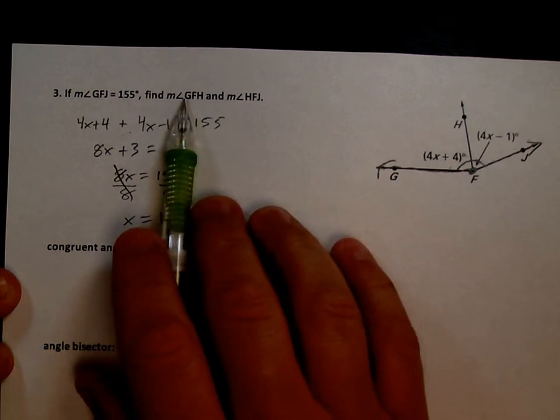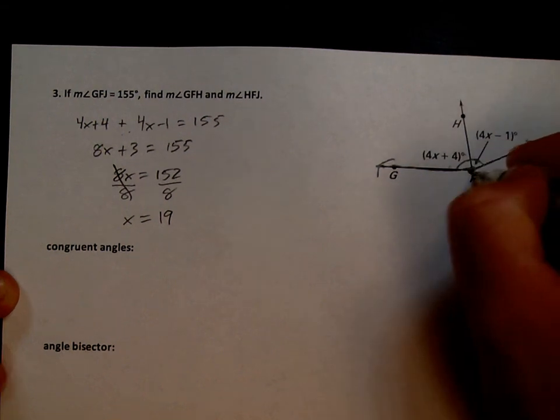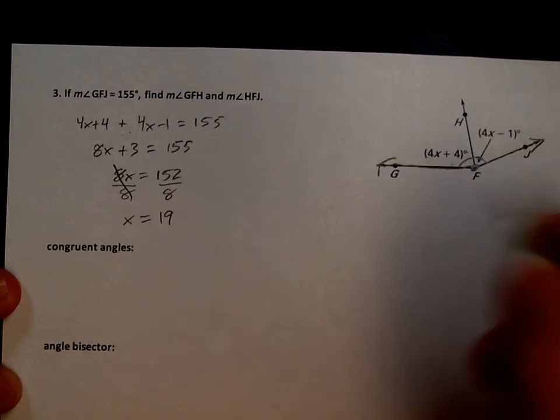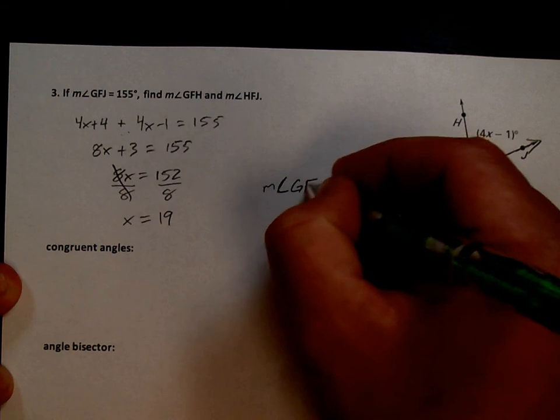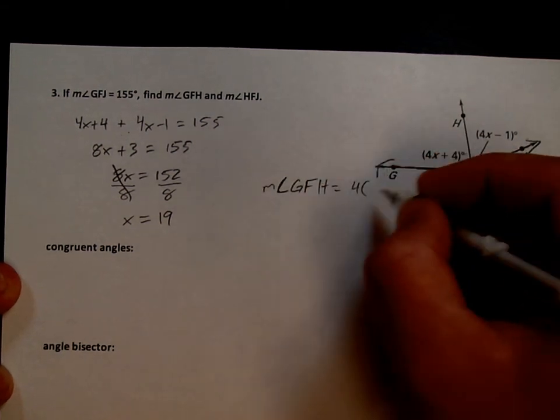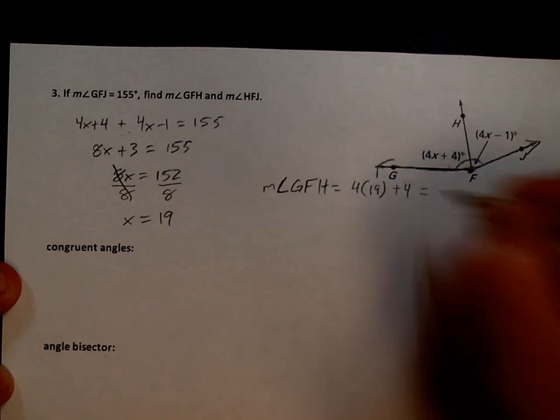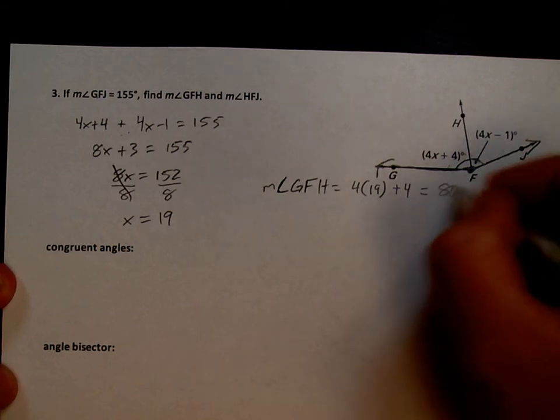So we have to start at G, go to the vertex of F, and then go through H. So the rays go through G and H. Oh, so that's this 4x plus 4 piece. Measure of angle GFH. So it's this 4x plus 4, but I'm going to substitute in 19 for my x. 76 plus 4 is 80 degrees, I believe.